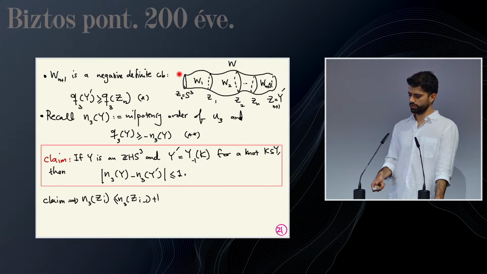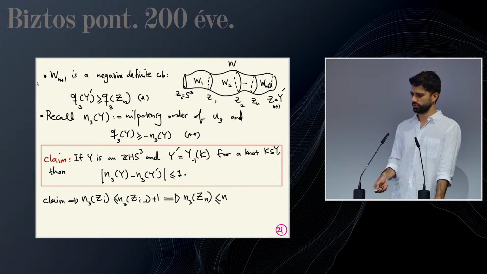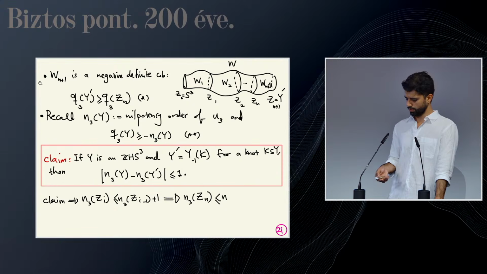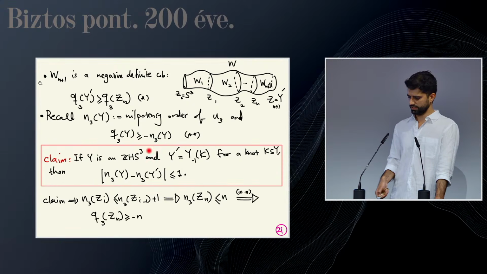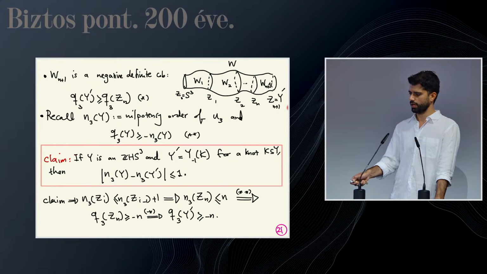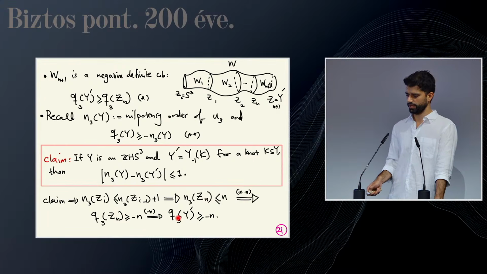And you just go all the way back to S3 where the nilpotency order is 0. So this way you can show that the nilpotency order of the nth one is at most n. Combining with this inequality, you would see that Q3 of Zn is at least -n. And by combining with this other inequality, you would get Q3 of the outgoing end is at least -n.